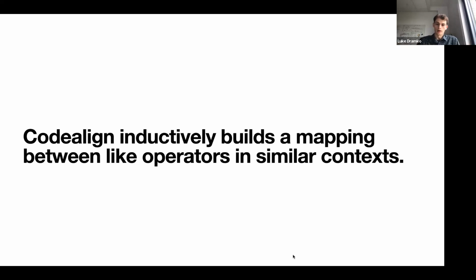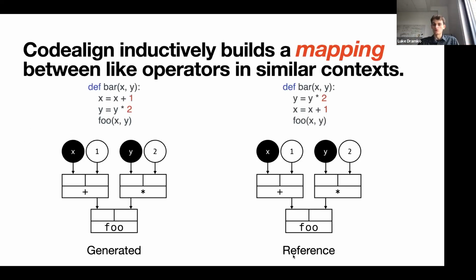So the way we do this is inductively build a mapping between like operators in similar contexts. Okay, that is a lot all at once. So let's unpack this sentence a little bit. First we say it inductively builds a mapping. What are we mapping together here? Well, in this case, operators that occur in similar contexts. So here we haven't specified a way to compute this, but it's kind of obvious that the two plus operations in the generator and reference do the same thing. So we would map these together. We say that these operators that map together are aligned, hence the name CodeAlign.